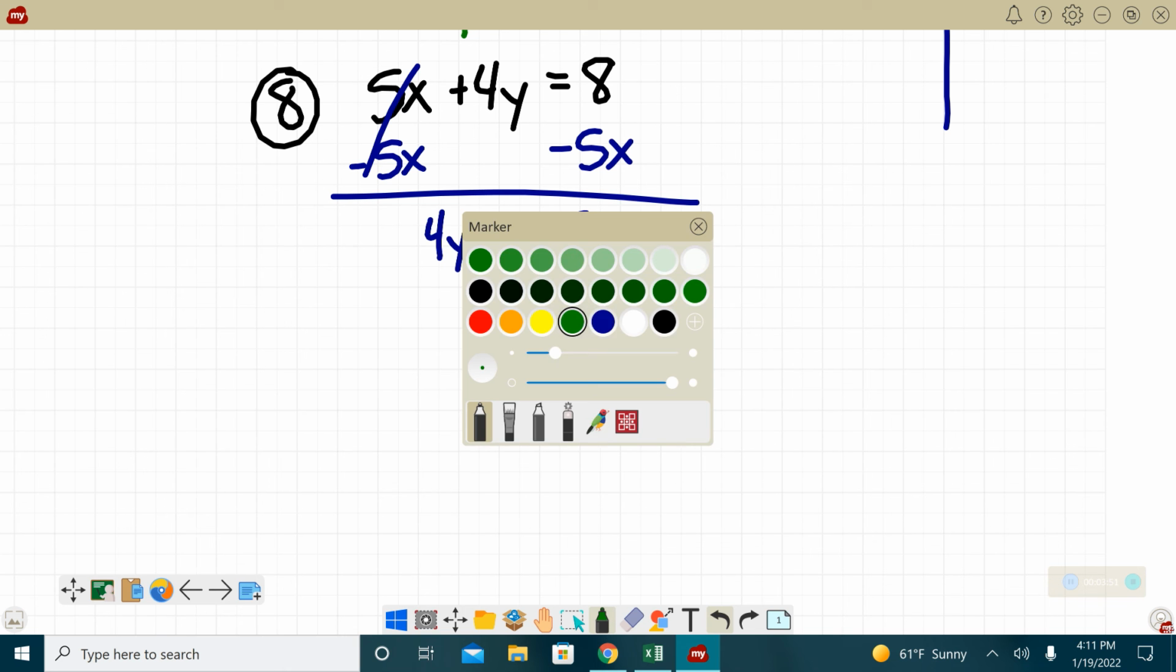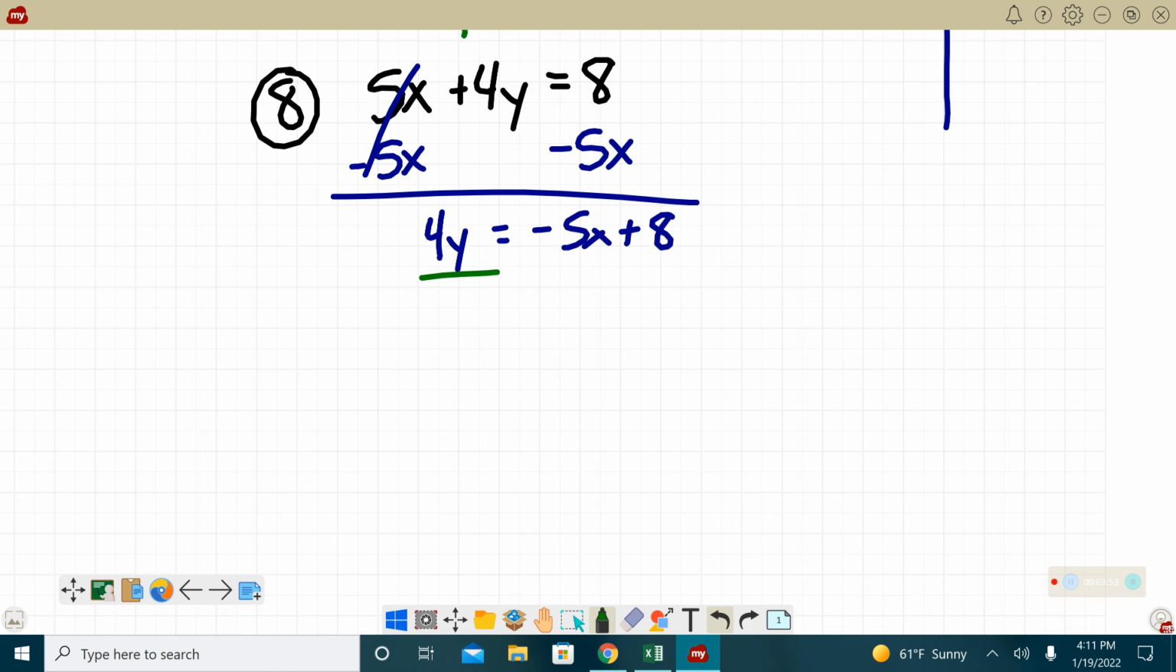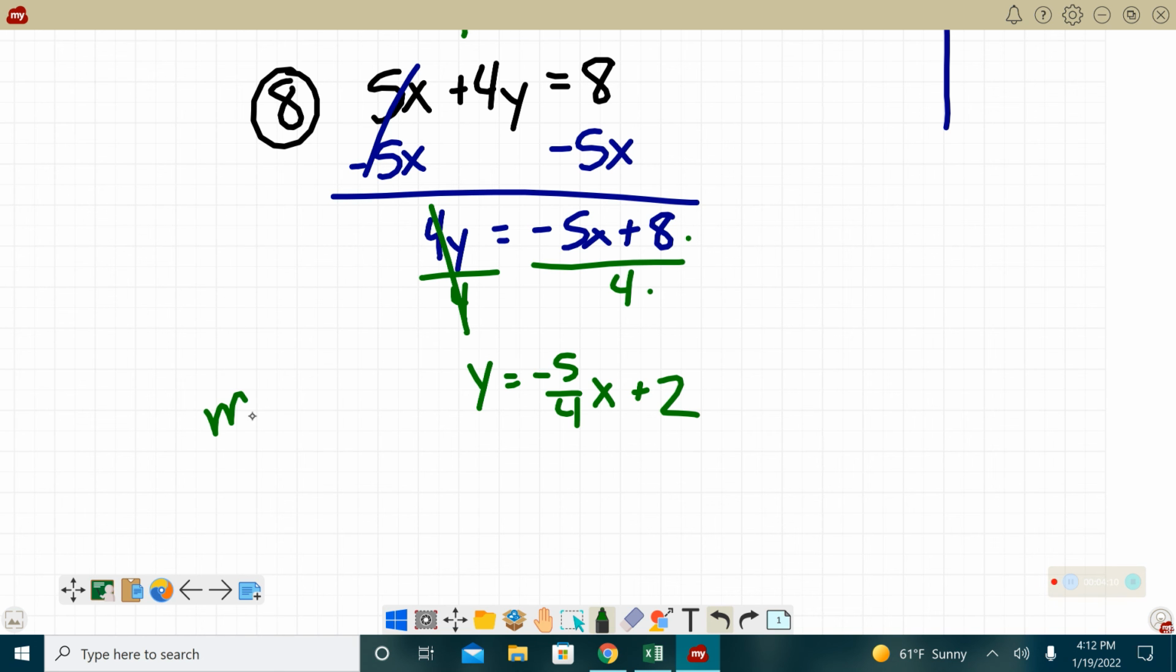To write it in slope-intercept form, I need y all by itself. So I divide both sides by 4. And the 4's divide out. Here I have negative 5 over 4x. And 8 divided by 4 is a 2. So for this one, the slope is negative 5/4. And the y-intercept is going to be 0, 2.